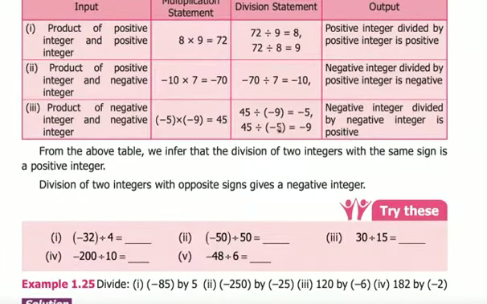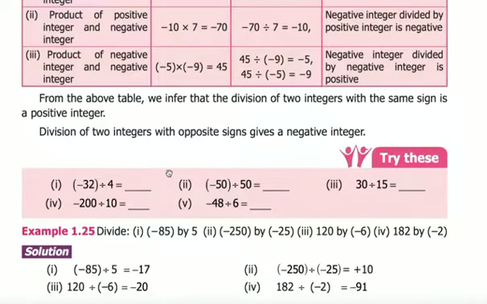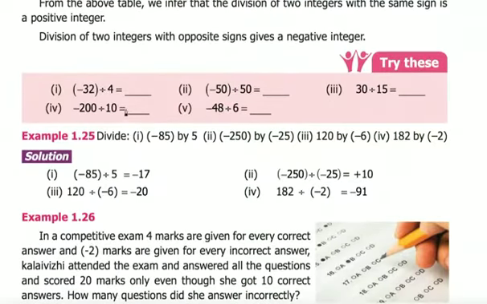From the above table, infer that division of two integers with the same sign gives a positive integer. Division of two integers with opposite signs gives a negative integer, right? So this is minus 8. Minus 8. Minus 1. 2. 200 by 10. Minus 2. Right. This is minus 8.